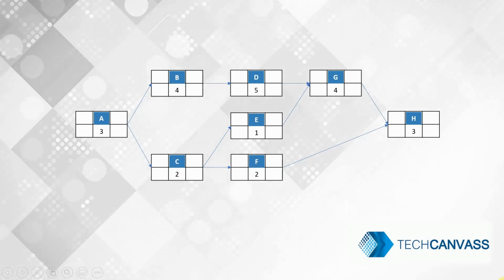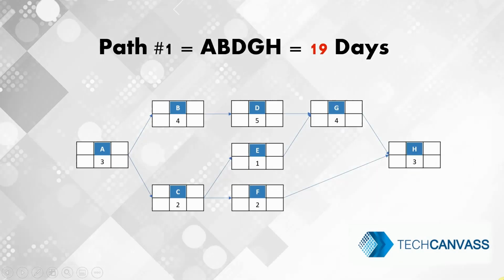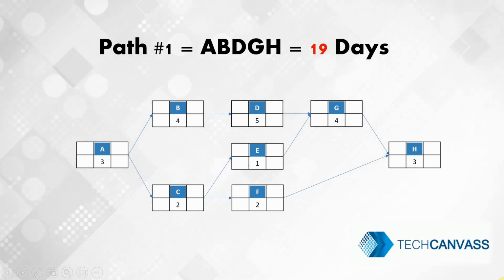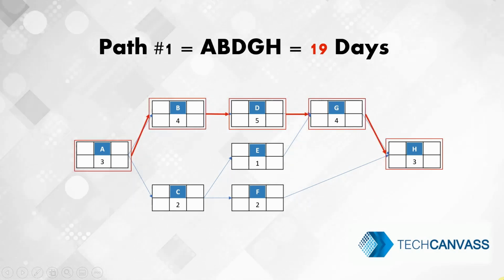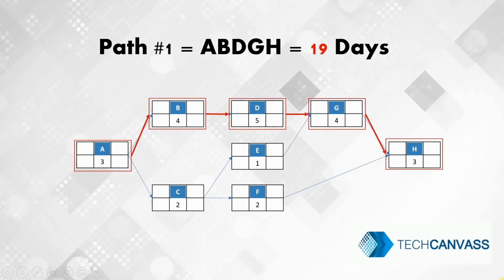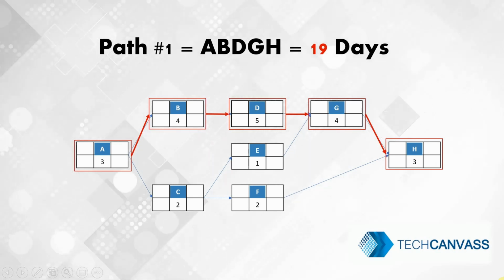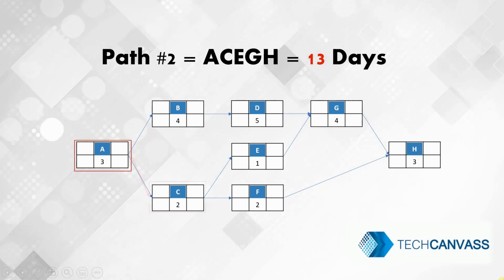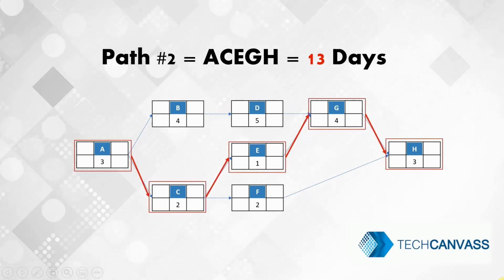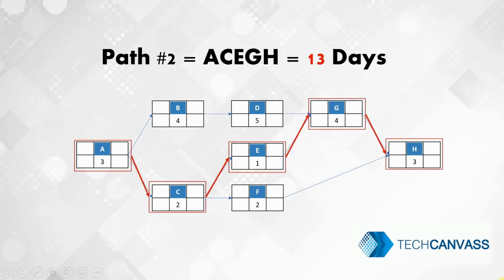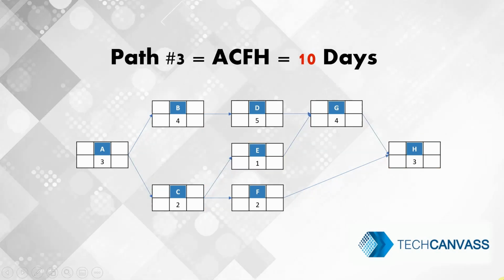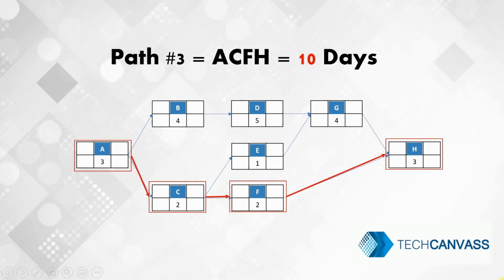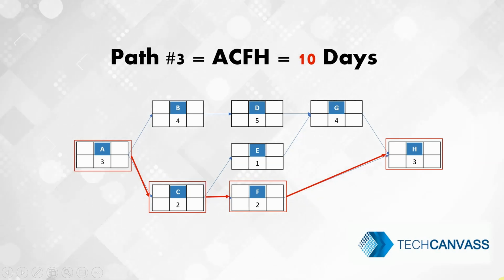So, what are the possible paths from start to end of the given diagram? We have one possible path, ABDGH, and the sum of the days comes to 3 plus 4 plus 5 plus 4 plus 3. It's 19 days. We have another possible path, ACEGH. The total number of days comes to 3 plus 2 plus 1 plus 4 plus 3. It's 13 days. We have one more possible path, ACFH. The total number of days comes to 3 plus 2 plus 2 plus 3.